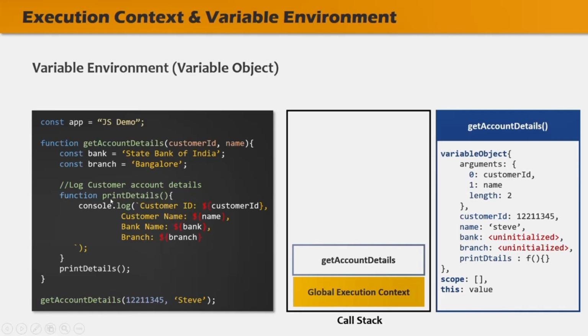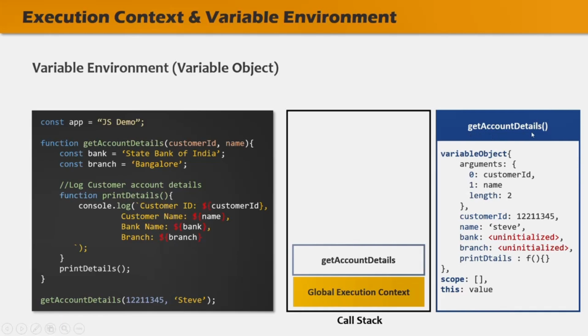All right, then we are also creating this print details function inside this get account details function. So a property with this name will be created. And since we have created this function using function declaration syntax, this property is going to store a pointer to this function definition. This function will be stored in the heap memory, and that memory address this property is going to store. It is going to store a pointer, a reference to that function definition in the heap memory.